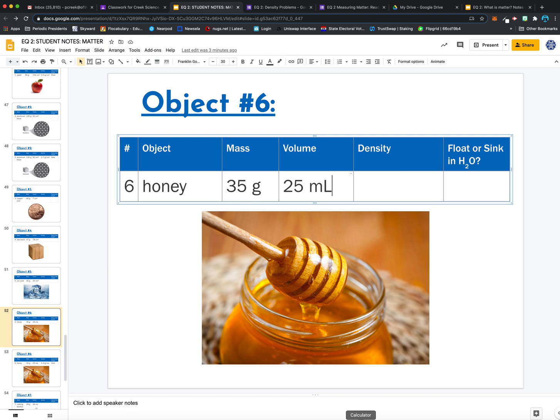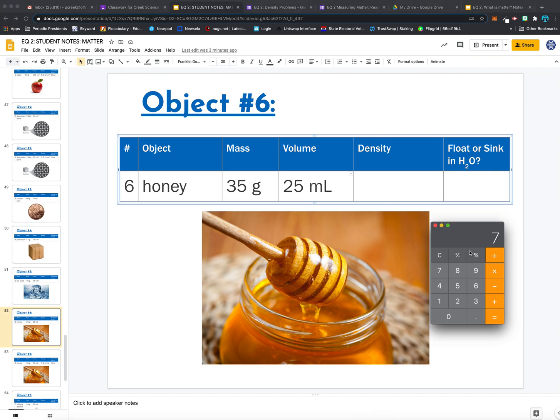So number 6, honey, 35 grams is its mass, 25 milliliters is its volume. Go ahead and calculate its density and say if it will sink or float in water. So we get 35 divided by 20. Whoops, no we don't. Clear that out. 35 divided by 25. And we get 1.4 as a density.